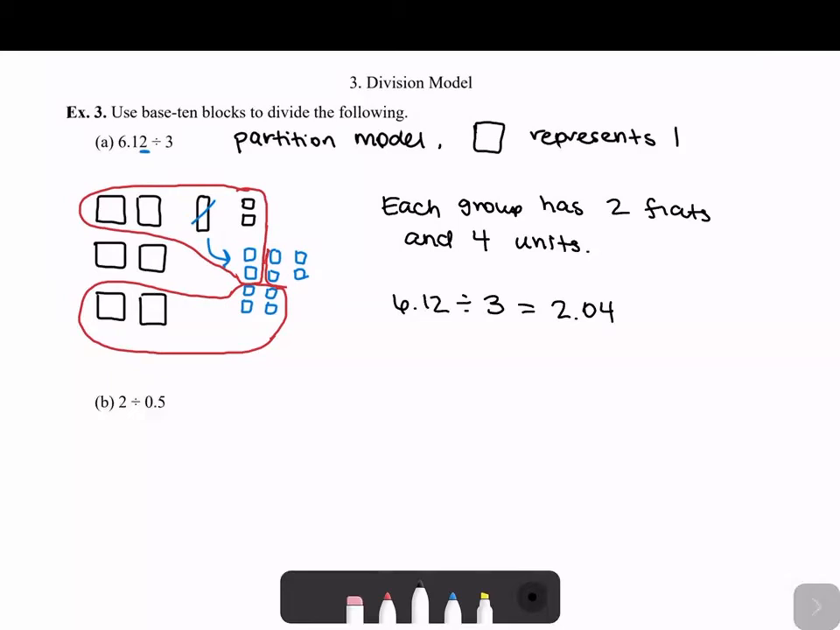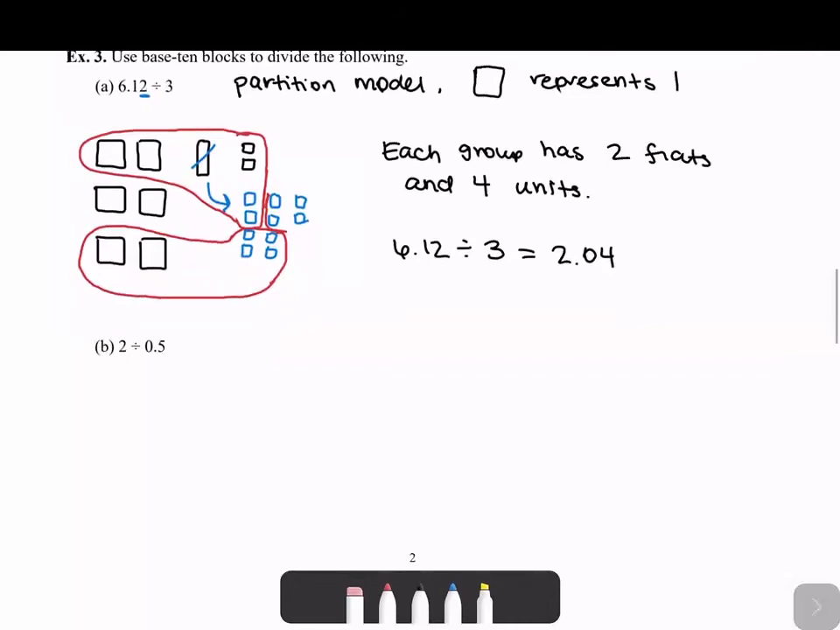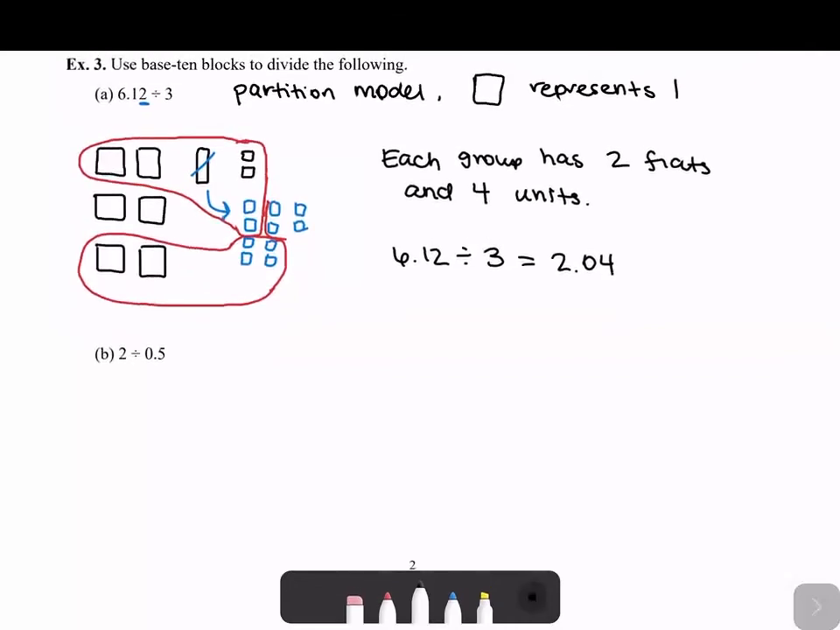So this is how we use a model to show division by a whole number. If we're dividing by a whole number, we just use base blocks to represent our total amount and then partition it into that many groups. Okay, so this is a partition model. We can use a partition model whenever we're dividing by a whole number. However, that changes a little bit whenever we are trying to do a whole number divided by a decimal. So in this case, we are going to use a repeated subtraction model.